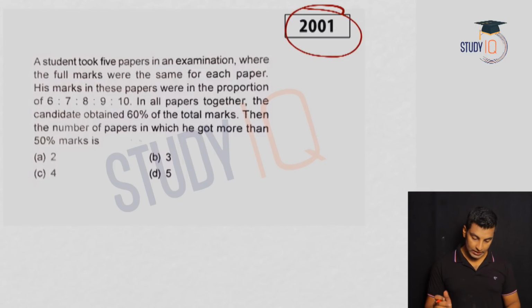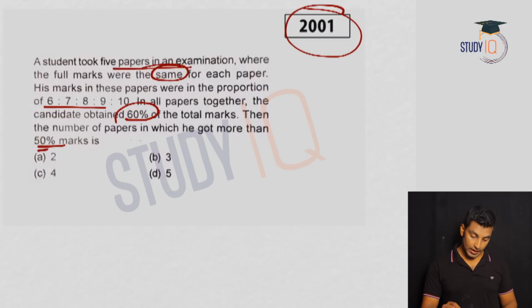How will you solve? What is given? A student took 5 papers in an examination where the full marks were the same for each paper. So the total mark is the same. His marks in these papers were in the proportion 6, 7, 8, 9, 10. In all papers together the candidate obtained 60% of the total mark. Then the number of papers in which he got more than 50% marks.